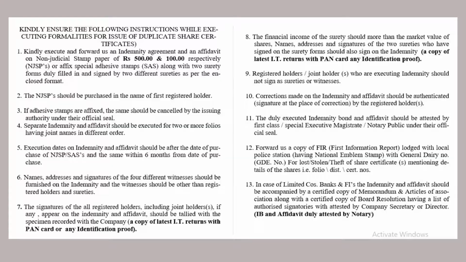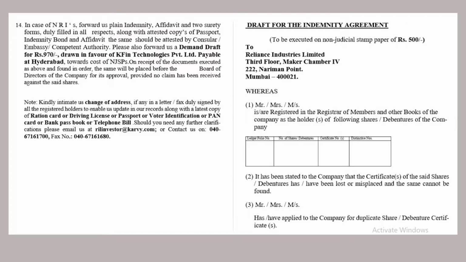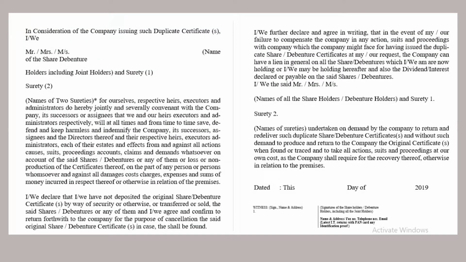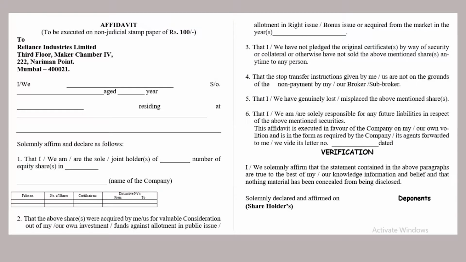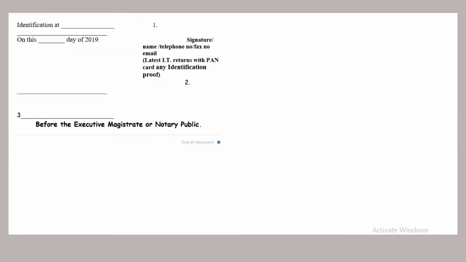Now, when you receive that reply, what you will receive is a format to get the duplicate share certificates. In this, we'll go one by one, explaining each and everything, what documents you need to provide, what agreements you need to execute. There are two important documents you need to execute, one of which is an indemnity agreement, the other is an affidavit. The indemnity agreement you need to get prepared on 500 rupees non-judicial stamp paper, and the affidavit on 100 rupees non-judicial stamp paper. Now what is the content of these agreements and affidavit?